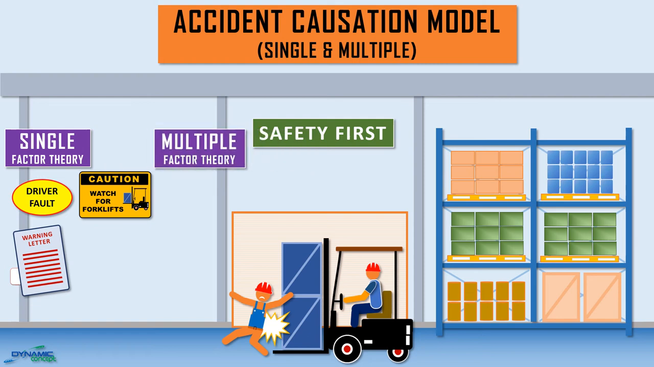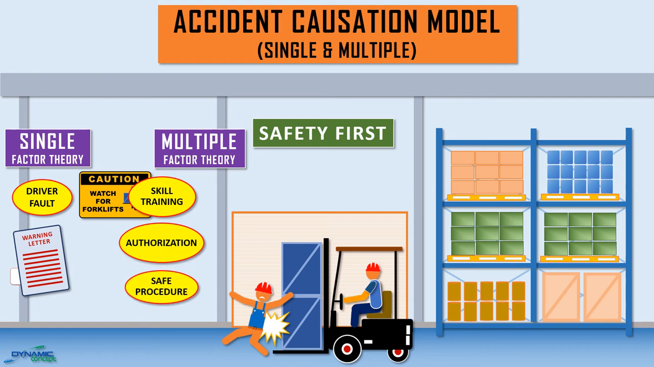When using the multiple model, several causes of accident can be identified. Among them are: was the forklift operator properly trained on operating the forklift? Is the operator authorized to operate the forklift? Is there any safe operating procedure for operating a forklift? Is the forklift in good condition and safe to drive? Does the environmental condition such as lighting or ventilation at the warehouse create hazard? And so on.